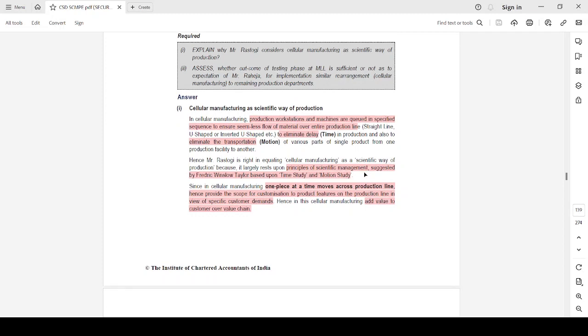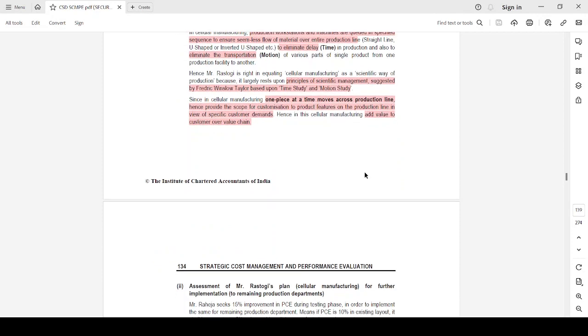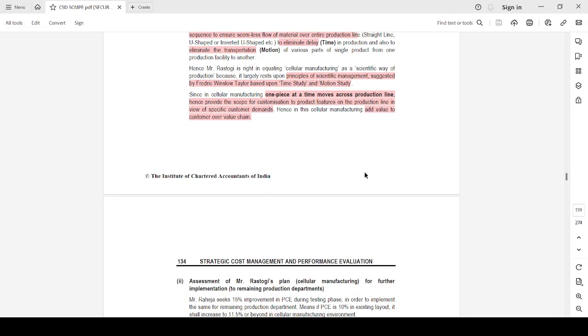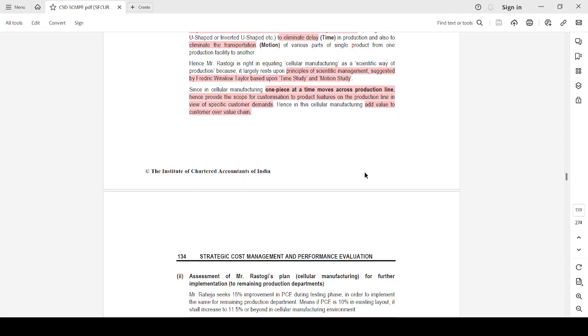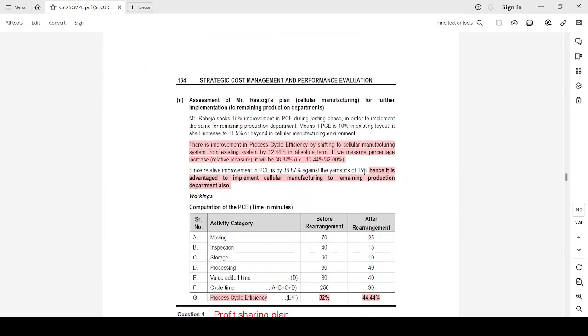Then, since in cellular manufacturing one piece at a time moves across the production line, it provides the scope of customization of product features on the production line in view of specific customer demands. Hence cellular manufacturing is more towards value enhancement and value creation over the value chain. Now let's see whether it has created a benefit.